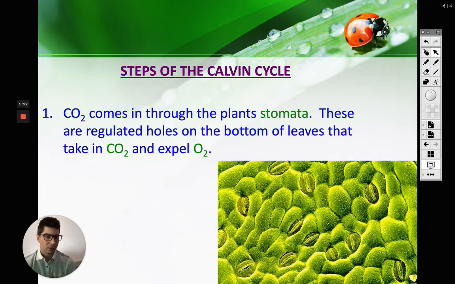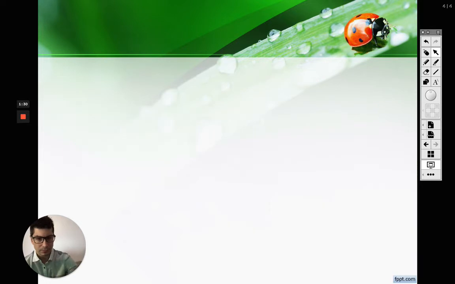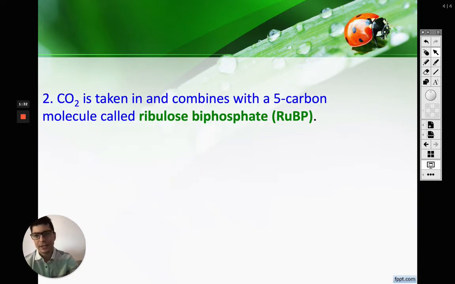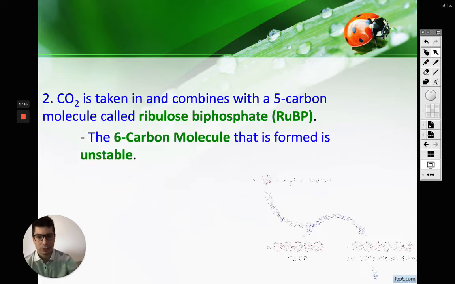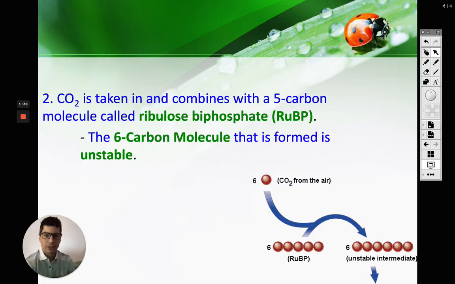So there's your first step of the Kelvin cycle, is we got to be able to get carbon dioxide in. Without carbon dioxide, we can't fix carbon with our RUBP. Second step is we are now going to, once carbon dioxide is in, we are going to fix our carbon. So the CO2 is going to combine with our 5-carbon molecule, which is ribulose biphosphate, RUBP. Okay, it is a 5-carbon molecule, and on each side of it, it has a phosphate.